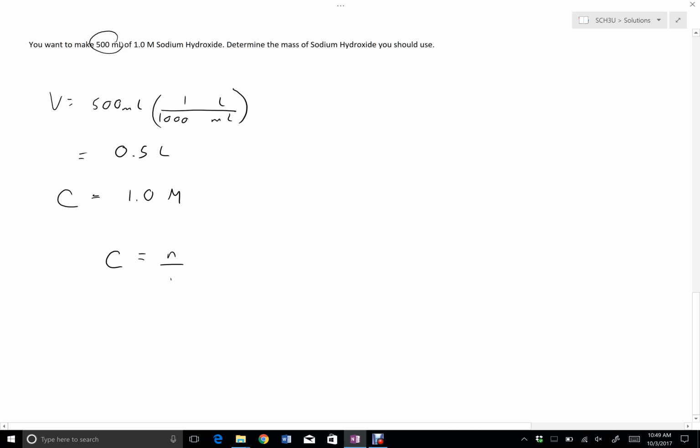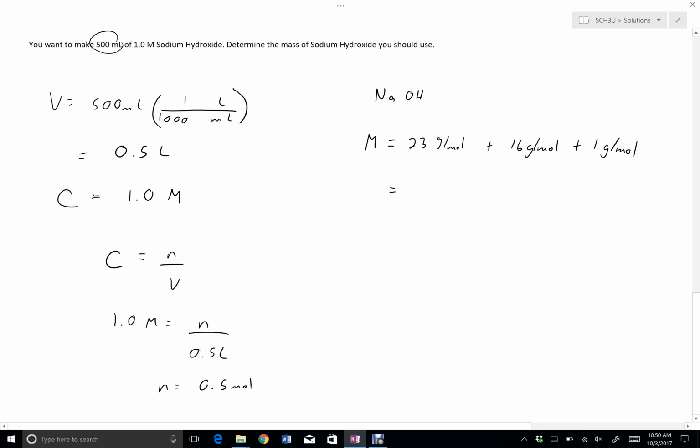Concentration is moles per volume. So I'm going to have 0.5 moles of sodium hydroxide here. Remember, sodium hydroxide is NaOH. So the molar mass of that, sodium was 23 grams per mole. Oxygen is 16 grams per mole. And hydrogen is 1 gram per mole. So my total molar mass here is 40 grams per mole.